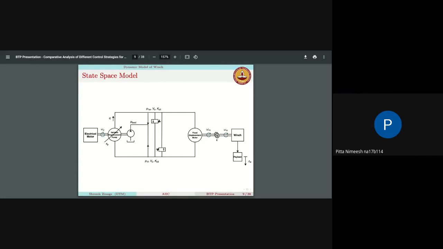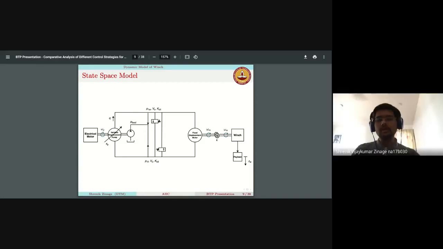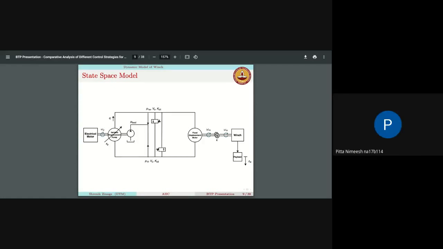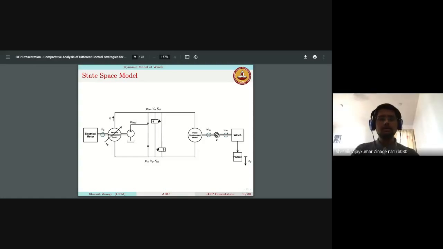Is there no other way to control the fixed displacement pump, or at least pass that torque to the winch directly instead of all this setup? Yeah, like how exactly would you pass it directly to the winch? Like, can't we directly use an electrical motor to do that? Yeah, we can do it, but the benefit of using a hydraulic motor is that the power to weight ratio is more for a hydraulic drive as compared to other motors like pneumatic motors, AC motors, electric motors, DC motors.